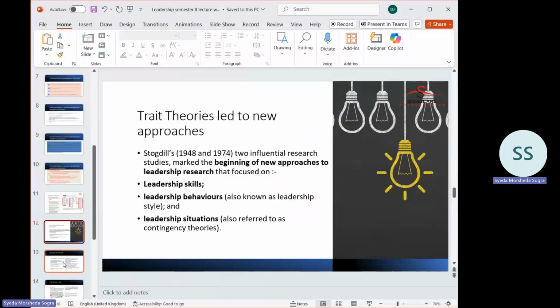So these are two influential researchers who studied this, and they came up with a new approach to leadership research that focuses on leadership skills, certain leadership behaviors, as well as leadership situation, which is known as contingency. So this focuses more on what leaders do and how they adapt to different situations.